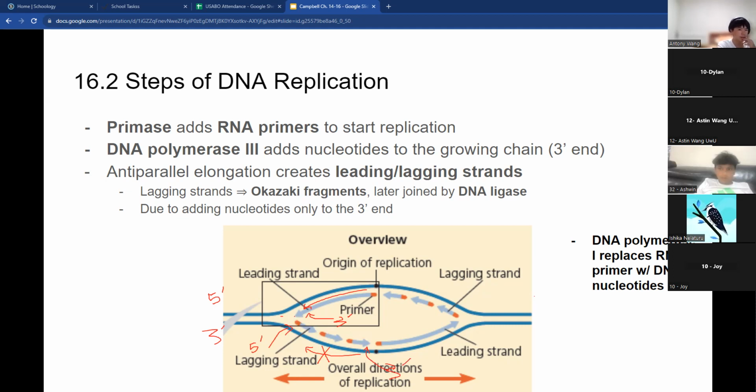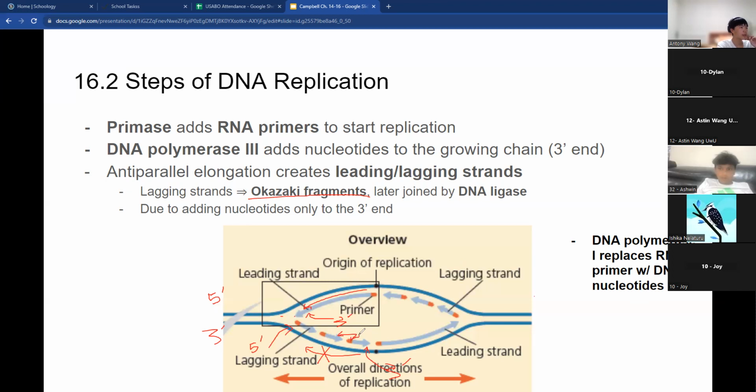The lagging strand, okay. So on the lagging strand, these fragments of DNA are called Okazaki fragments. Okazaki fragments right here. And another enzyme called DNA ligase will come in and connect these two bits.